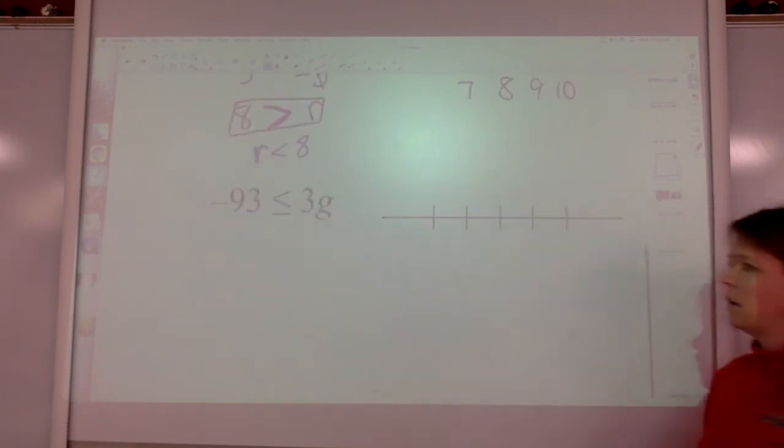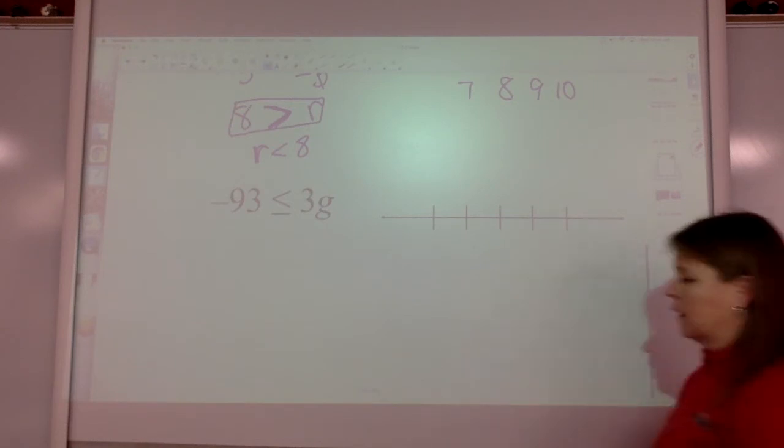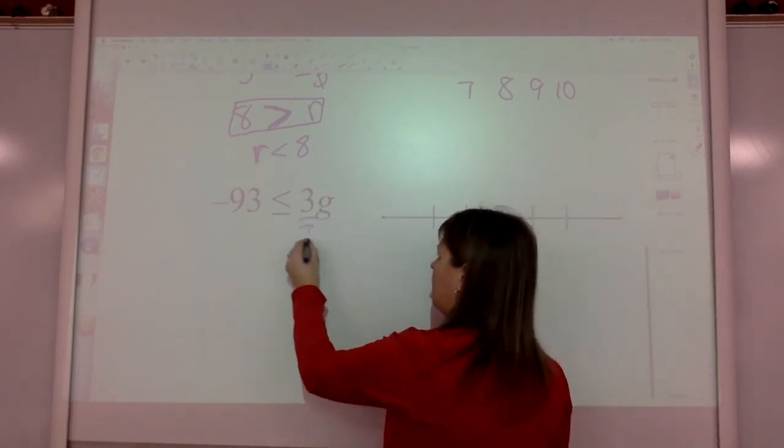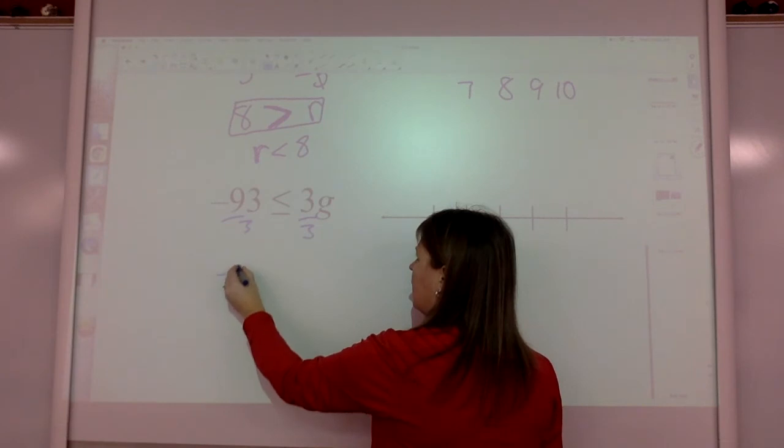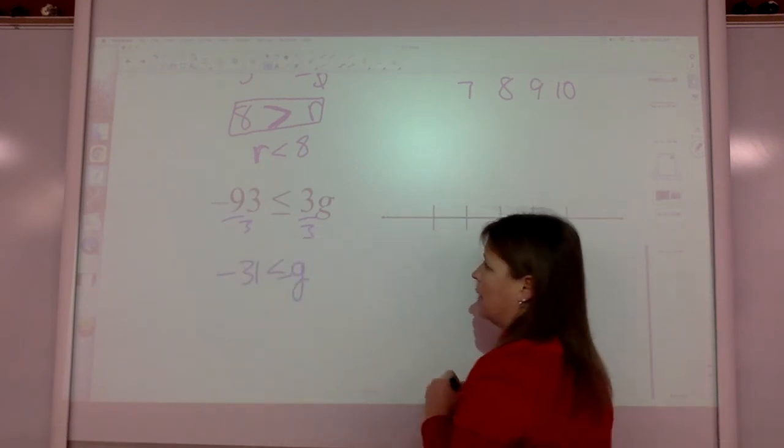So try this one on your own, see what you do. Pause it. Okay, you're back. Did you divide by 3, hopefully, and get g is greater than or equal to negative 31? You did not change the sign because we divided by a positive.